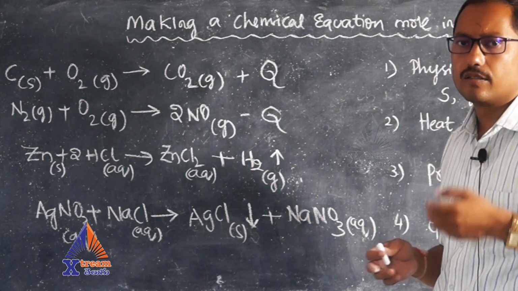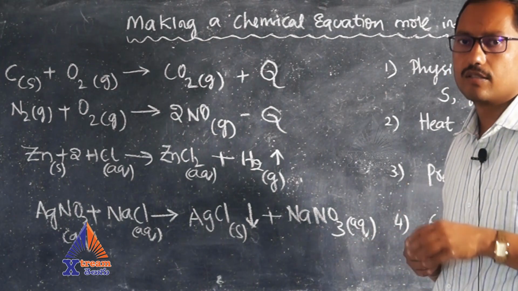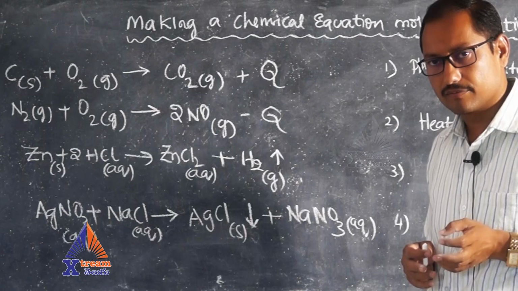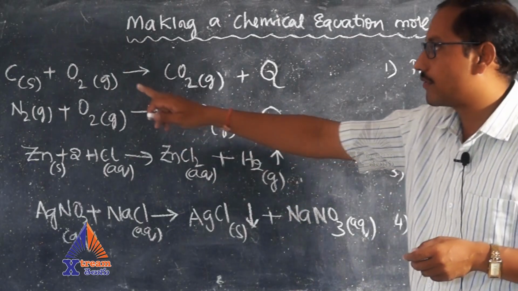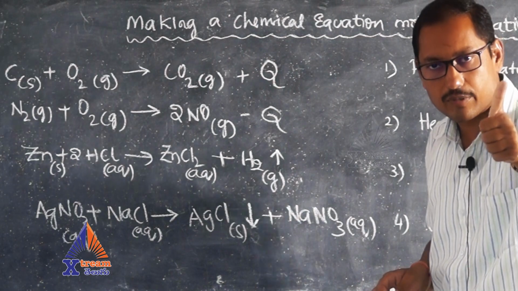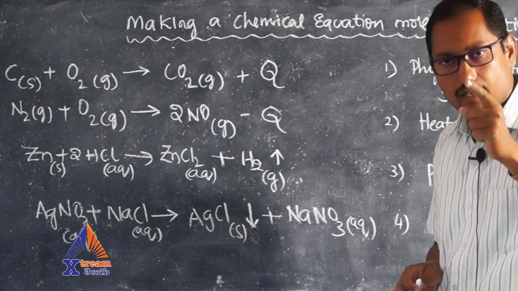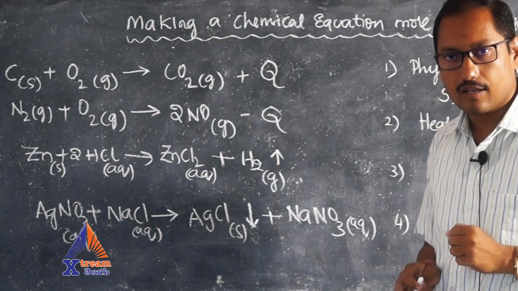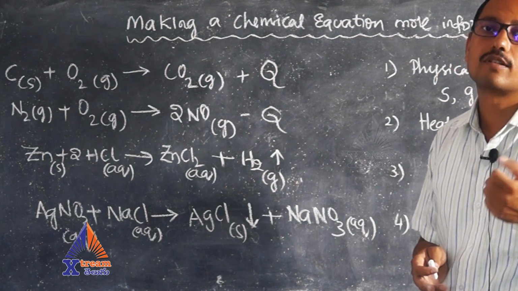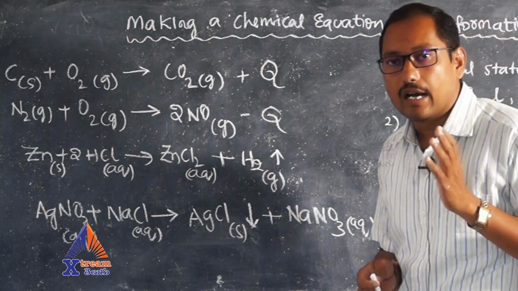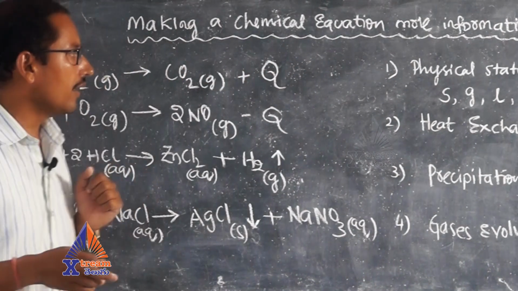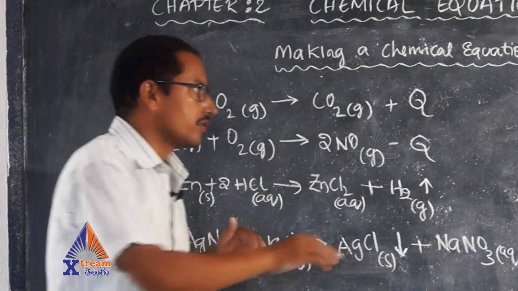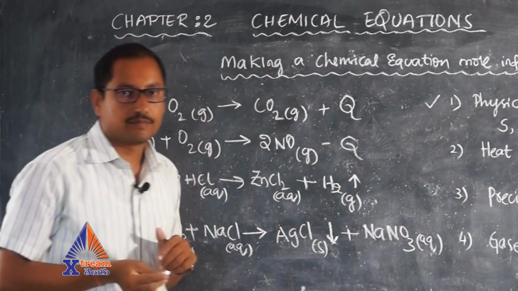Sometimes the metals and non-metals which are used in chemical reactions in their solid states itself, without mixing them with water, are represented with S. That means solids are represented with S, gases are represented with G, liquids sometimes are represented with L. If they are solutions in water, they are represented with aqueous, AQ. Now, here we understood this particular point, physical state.